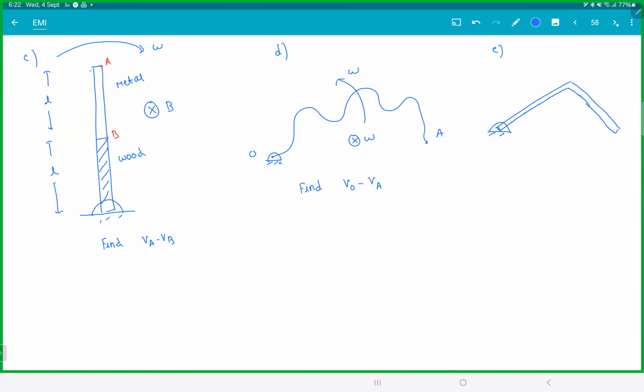We have a V-shaped rod, theta. This is L and this is L. This whole setup is rotating with omega. This is O, this is A, and this is B. Find VA minus VB. Get them all.